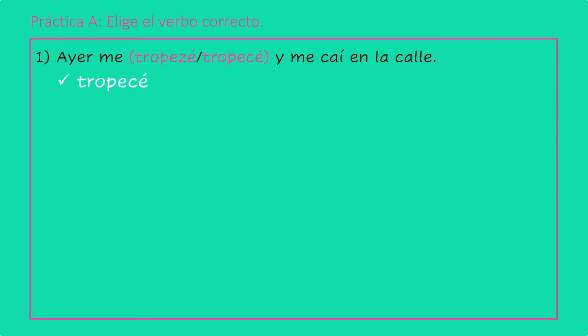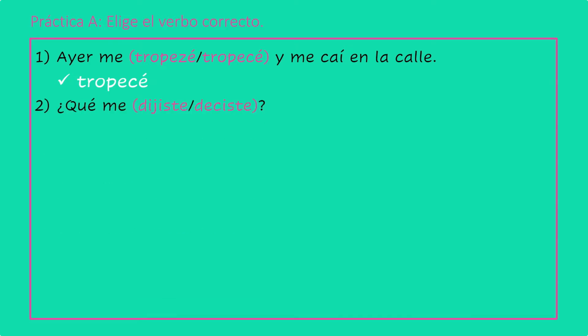Now let's practice a little bit of all of these changes before we head out. Primero, elige la conjugación correcta del verbo. So first, just choose the correct form of the verb in parentheses. Remember to pause the video if you'd like more time to think before the answer is revealed. Número 1. Ayer me tropecé y me caí en la calle. Yesterday I tripped and I fell in the street. Which form of the verb tropezar is correct? La respuesta, tropecé, con C, with a C, C-E.